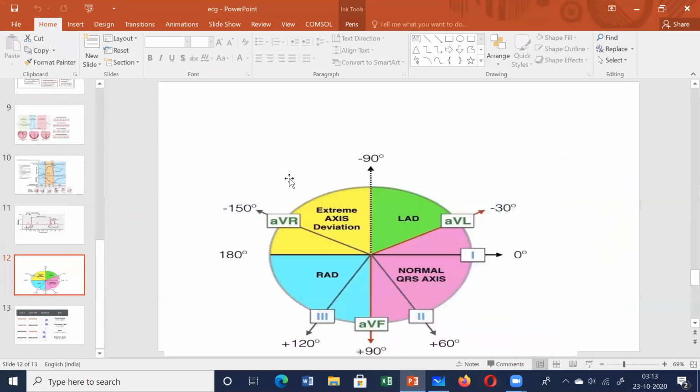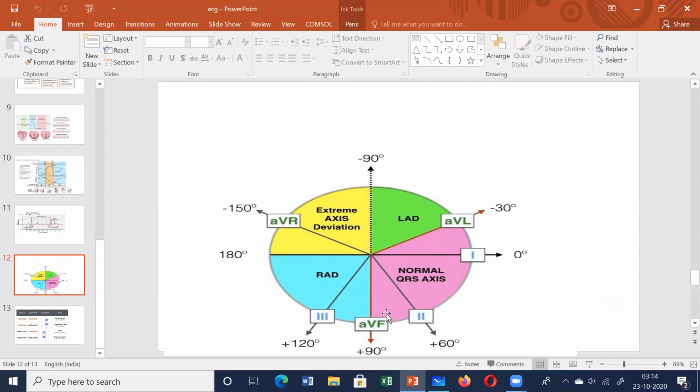Look, we have divided the normal. Can you see this line, this normal QRS axis? Remember this normal QRS axis. Can you look at this pink portion? This denotes the normal QRS axis, which is from -30 to +90.